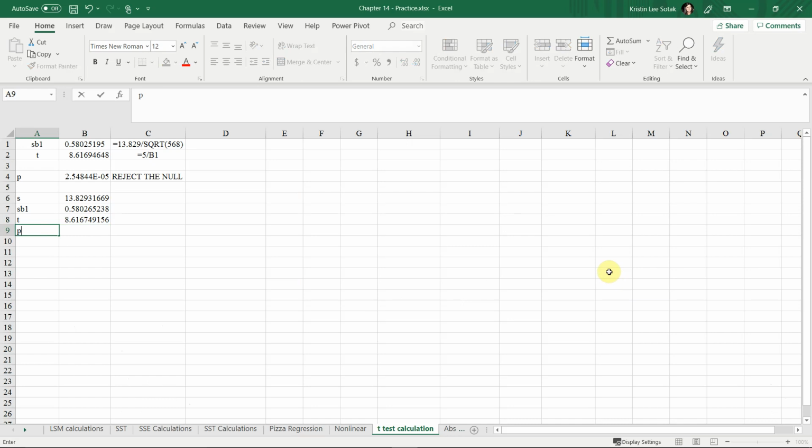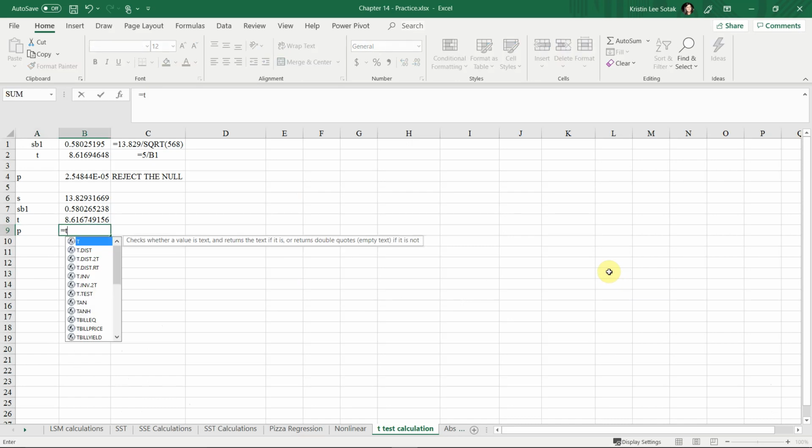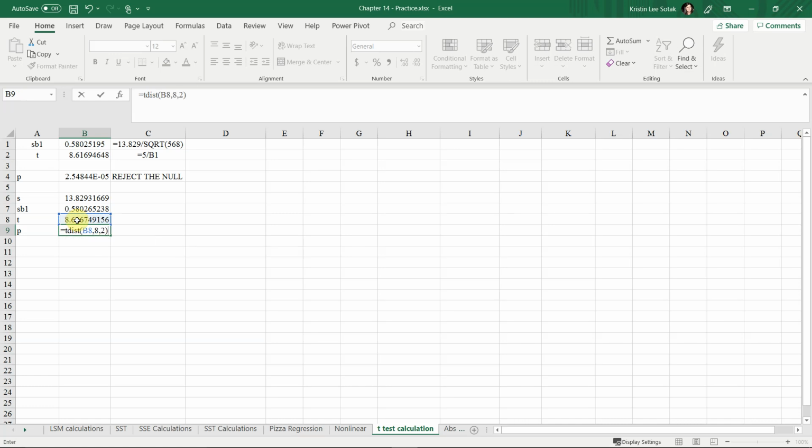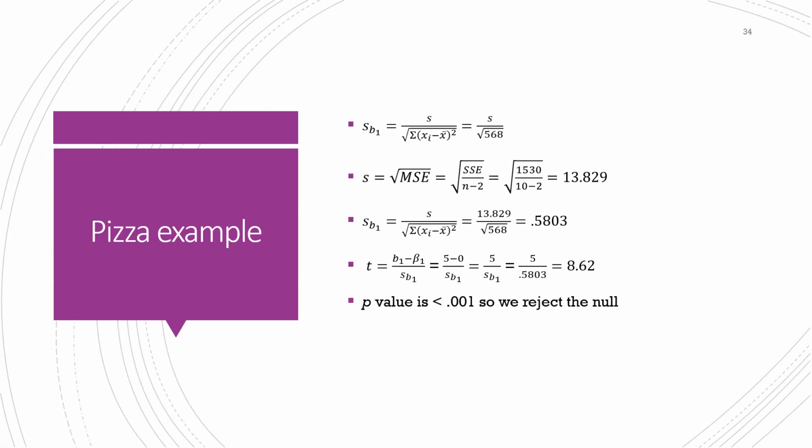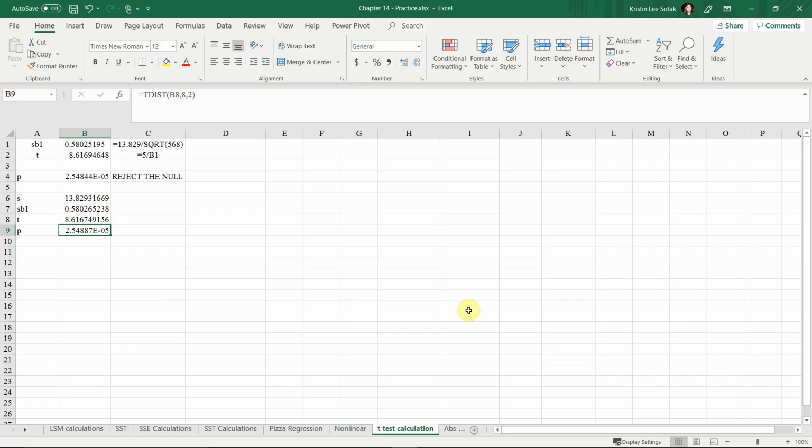So what do we do to find our p-value? We use the t distribution because that's what we're working with. We use that function, and it takes 3 arguments. It wants x, which is our t-value. It wants the degrees of freedom, which is 10 minus 2, which is 8. And then the number of tails. We're going with a 2-tailed test, and it gives us 2.55 to the negative 5. So that's 0.0000255, blah, blah, blah. So it's less than 0.05, less than 0.01, less than 0.001, so we reject the null.